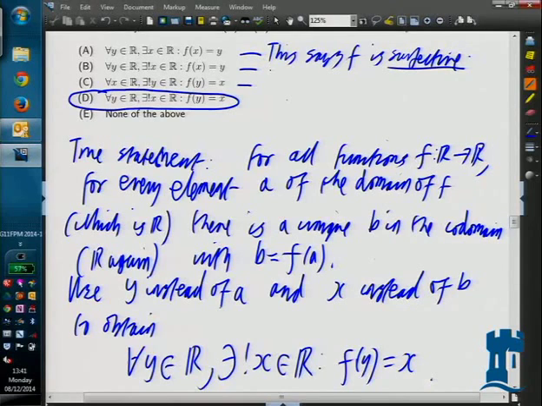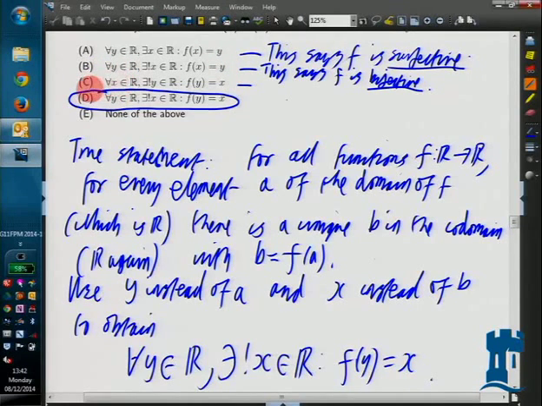B, this is the one that says that, because we're looking at f of x equals y, this time this is a for all y in the codomain, there's a unique x in the domain with f of x equals y. That says you're bijective.